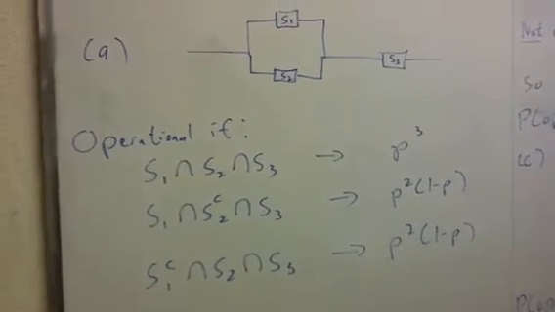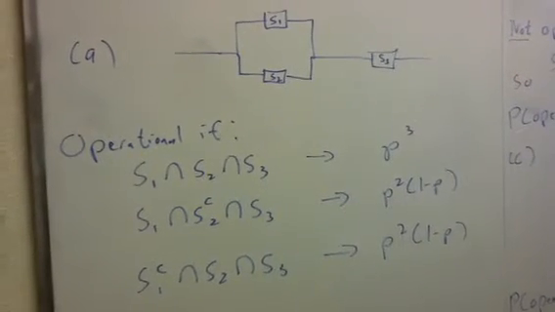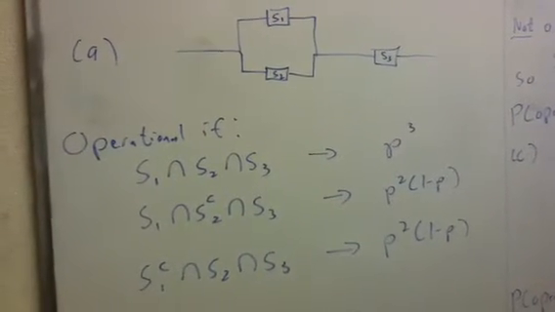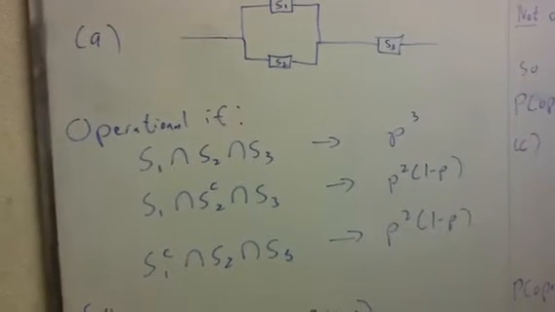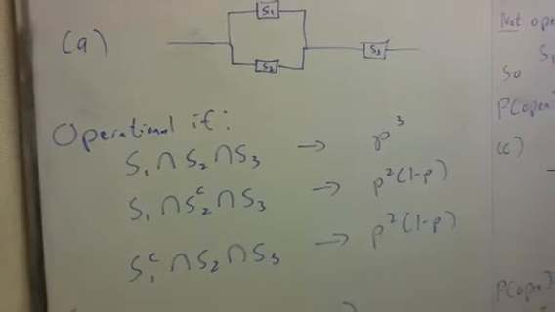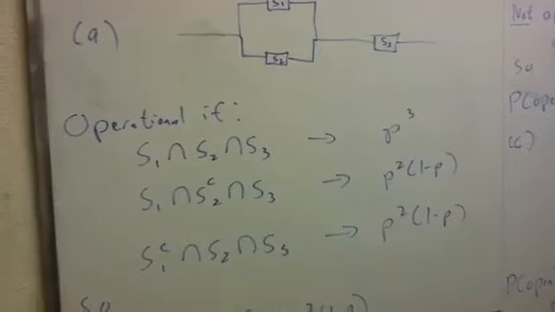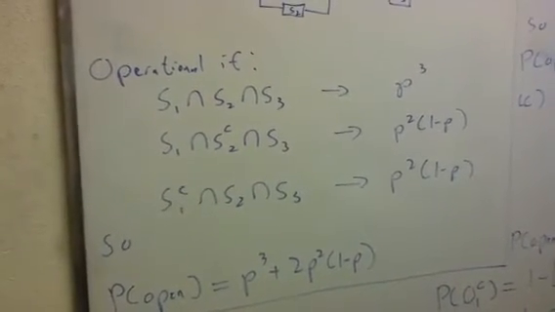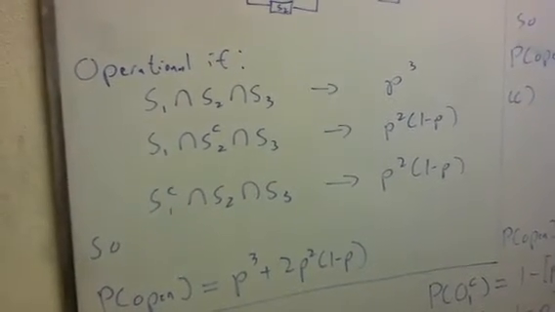So that's one option. The second option is that S1 and S3 are open, but S2 is closed. Now, S1 and S3 both have probability P of being open, which is P squared, and then 1 minus P is the probability of S2 being closed. And then finally, S1 could be closed, but S2 and S3 could be open, and that similarly has probability P squared times 1 minus P. And again, since these are all disjoint events, we can calculate the probability the circuit is open by just summing the probabilities. That would be the third axiom of probability.